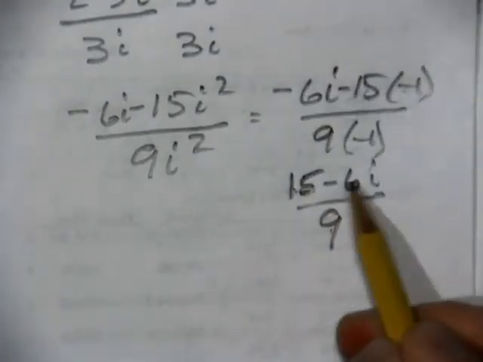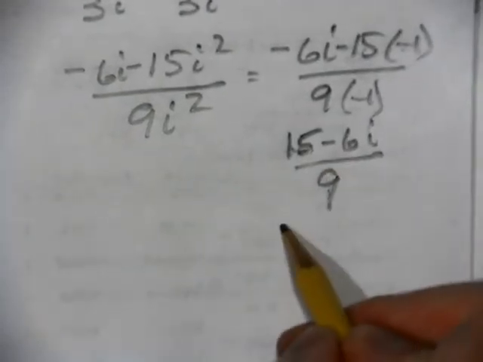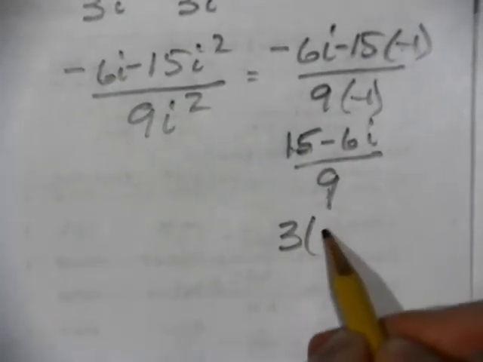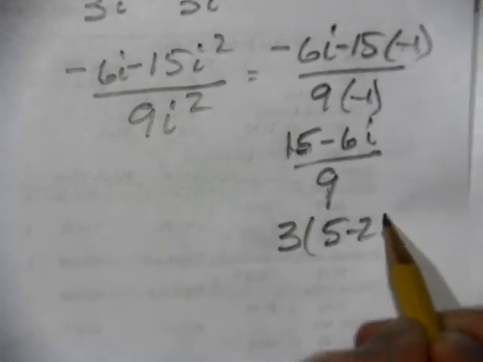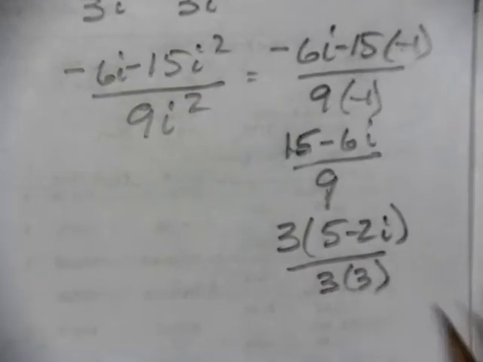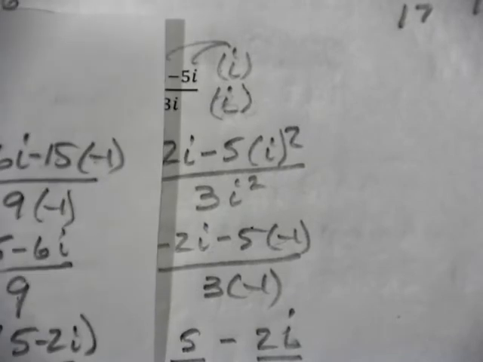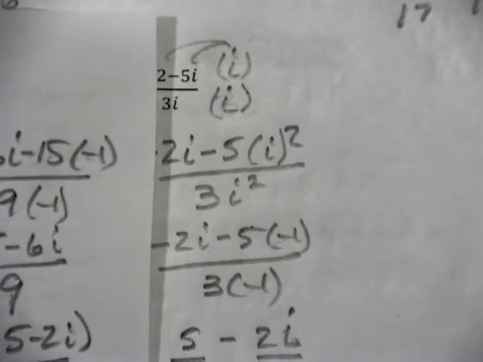Now you notice that all these have a factor of 3 in them. So I can factor the 3 out and get 5 minus 2i. And in the bottom I can factor a 3 out. So those 3's cross out. And my final answer matches what I had here.